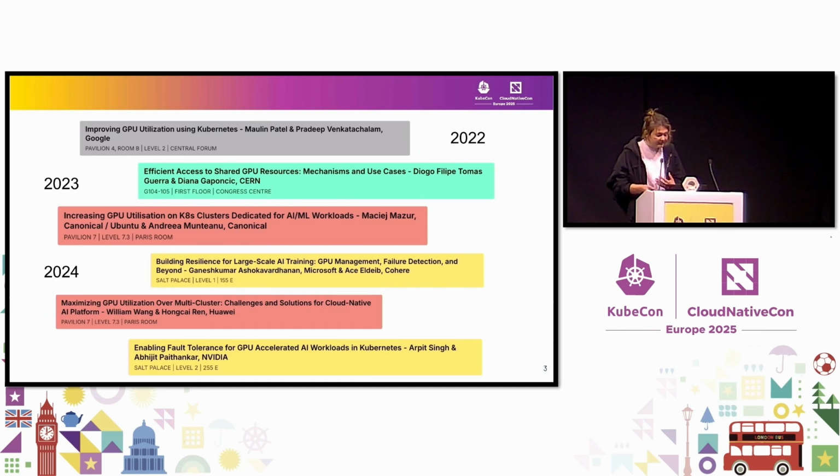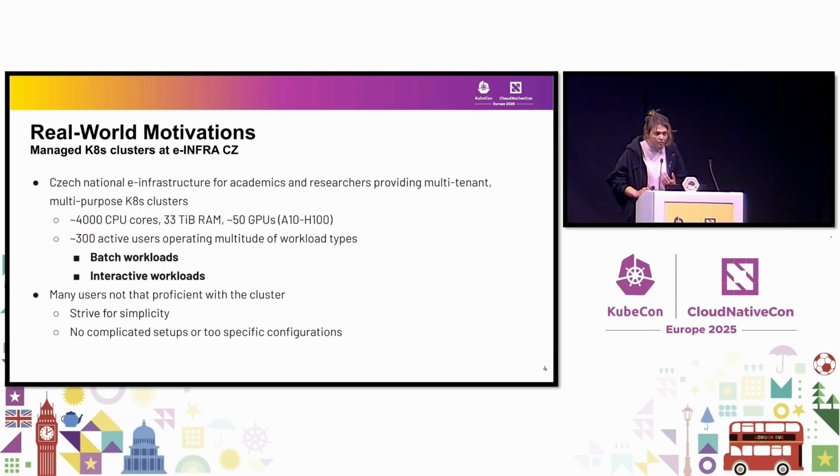And the thing is that this problem persists, and in our case, we experience it too, but we are suggesting a slightly different approach to solving these problems. So, who is we? I represent the Czech National E-Infrastructure, which operates multi-tenant, multi-purpose Kubernetes clusters that are free of charge for researchers and academics in the Czech Republic.